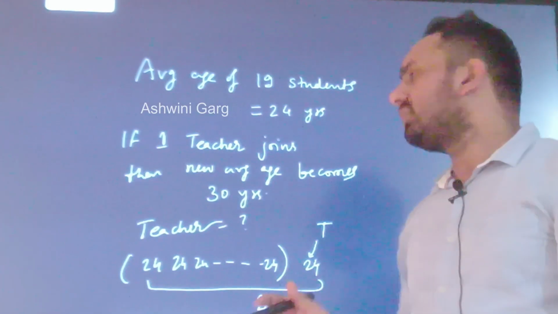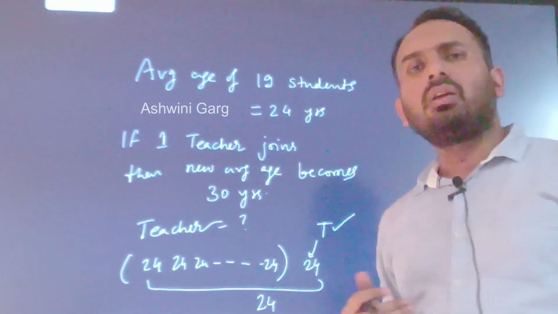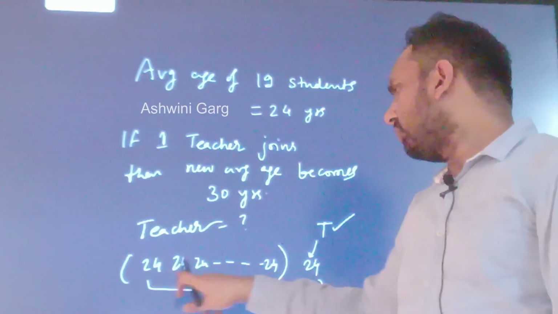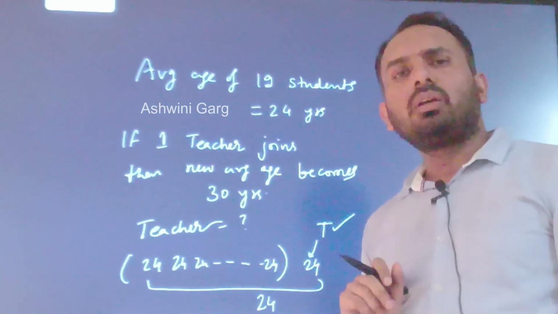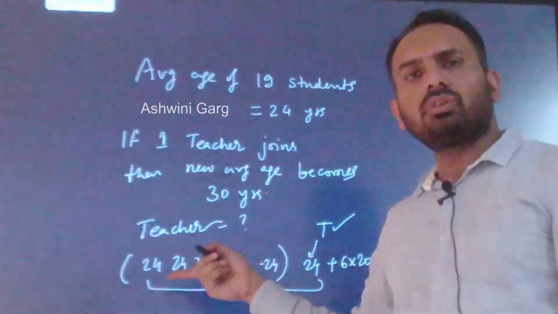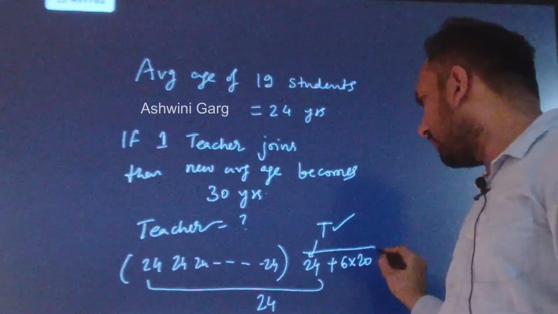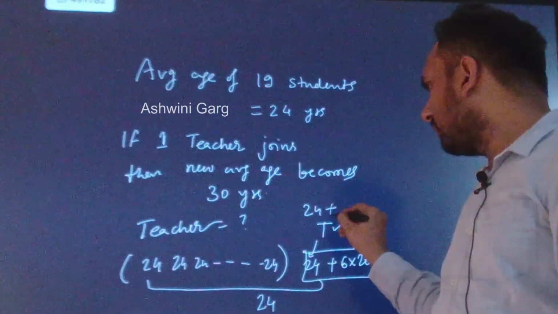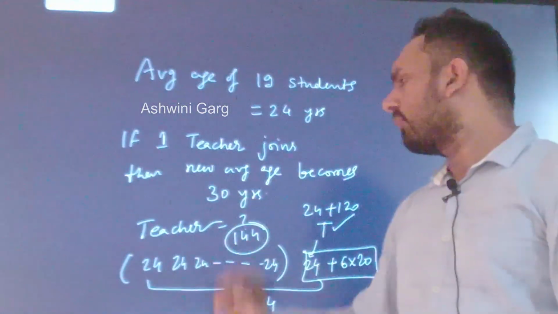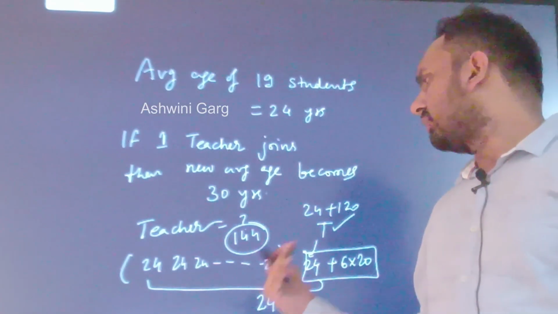Can I say that extra 6 must be coming from the teacher only, because by adding the teacher the average is increased? So can I say this teacher should be supplying that extra 6 to these 19 as well as to himself? So can I say this 6 he must be having 20 times extra, 19 times for the students and 1 time for him? So can I say that the teacher should be this much, which is 24 plus 120, and the teacher's age must be 144. So this way we can easily approach inclusion-exclusion questions.